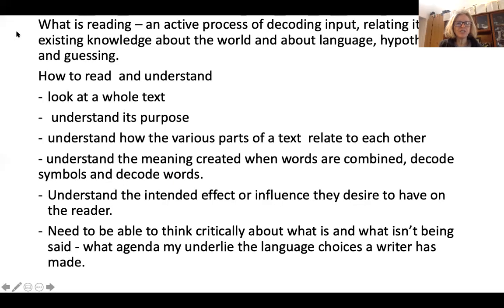What is reading? Which is decoding of input relating to existing knowledge about the world, about language, and hypothesising and guessing. And how to read and understand by looking at the whole text, understanding its purpose, looking at the various parts of the words and how they relate, understanding the meaning created by the words combined, understanding intended effect or influence, and the need to be able to think critically is how we understand reading.